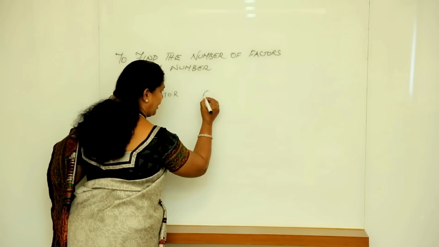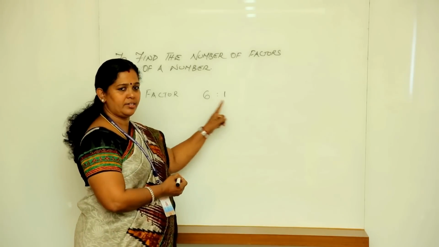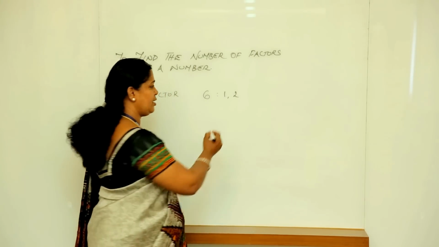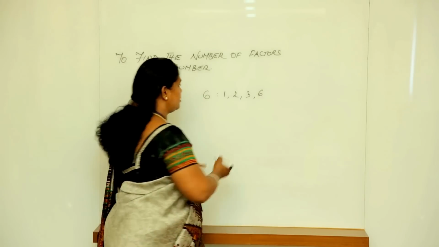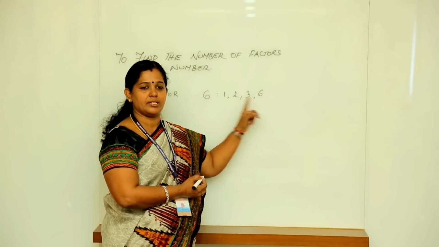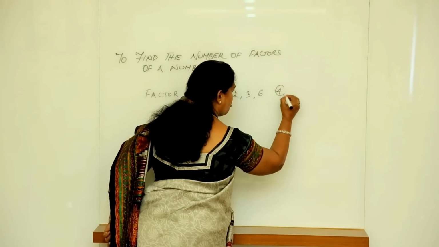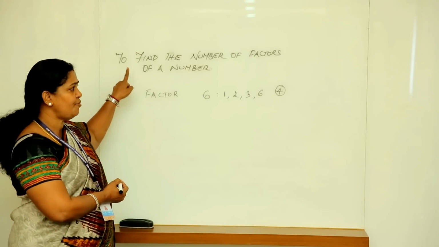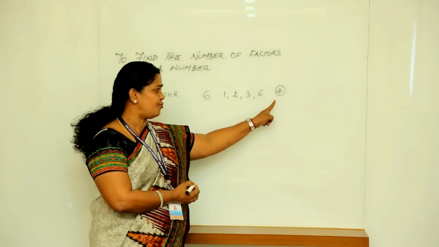For example, I take 6. 6's factors are 1, 1 divides 6 completely, 2, 2 divides 6 completely, 3, 3 divides 6 completely, and 6. So, 6 has 1, 2, 3 and 6 as factors. So, I conclude 6 has 4 factors. This is what we are going to do in this session. How many factors are there for any particular number? Now, 6 has 4 factors.